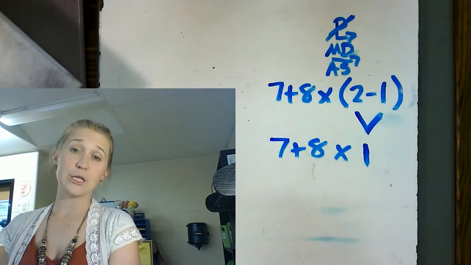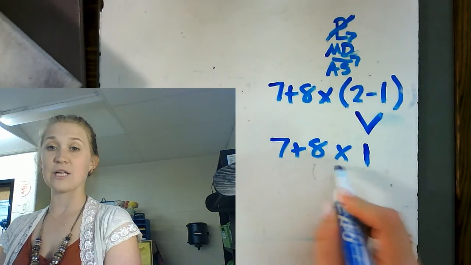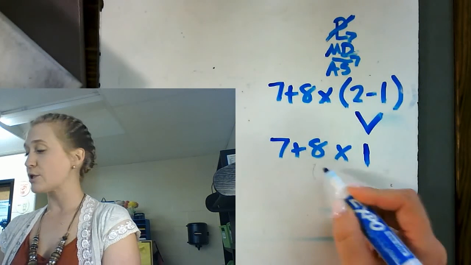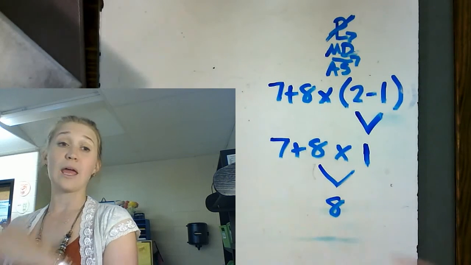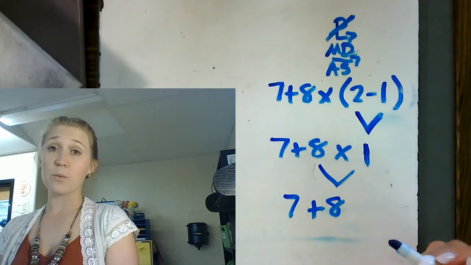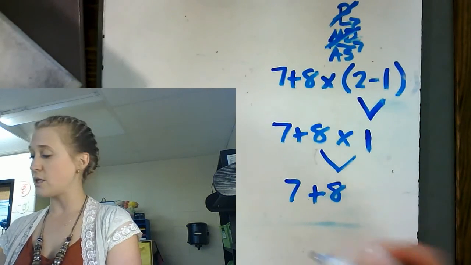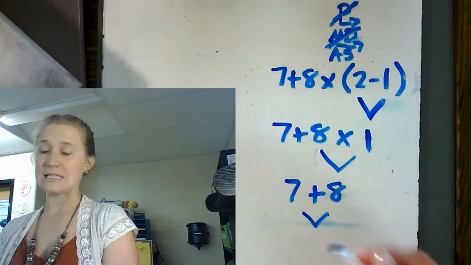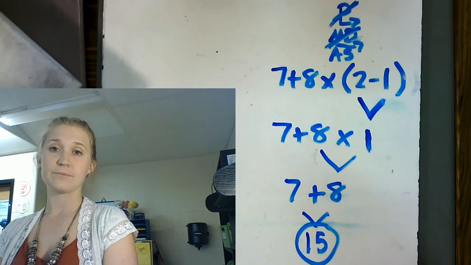Next, I go to multiplication and division from left to right. So as I go from left to right, I find that I do have a multiplication problem. So that's what I do next. 8 times 1 is 8. Bring everything else down. 7 plus. No more multiplication and division, so I cross it out. I'm left with addition and subtraction. 7 plus 8 gives me 15. And my answer is 15.